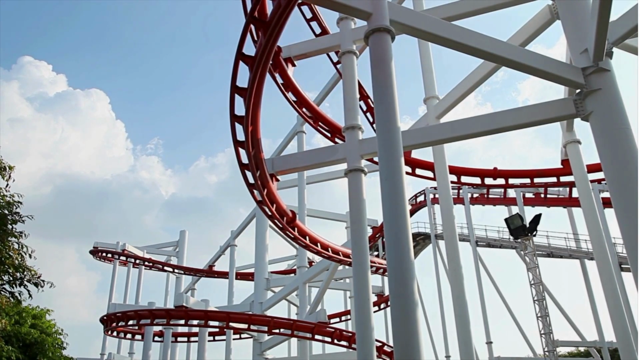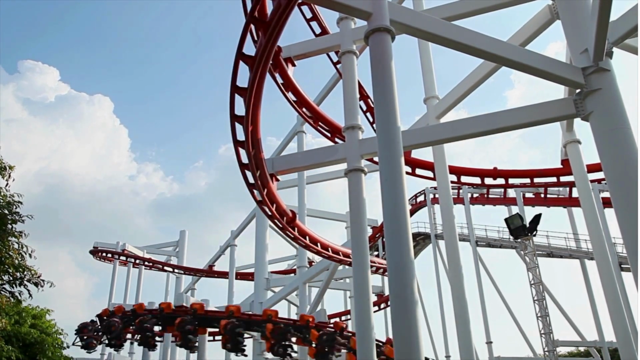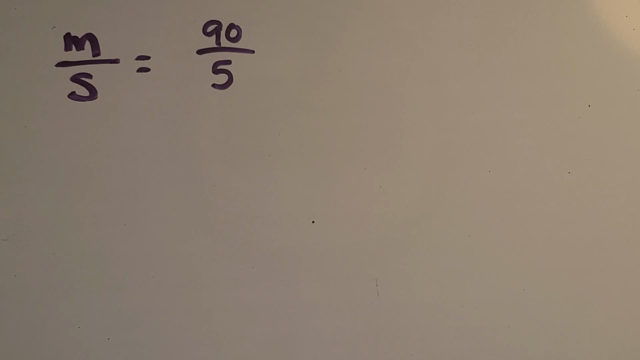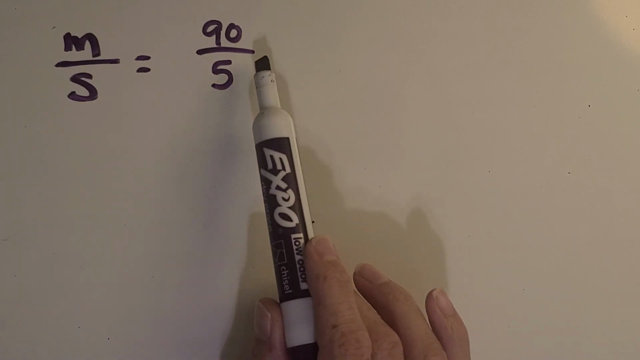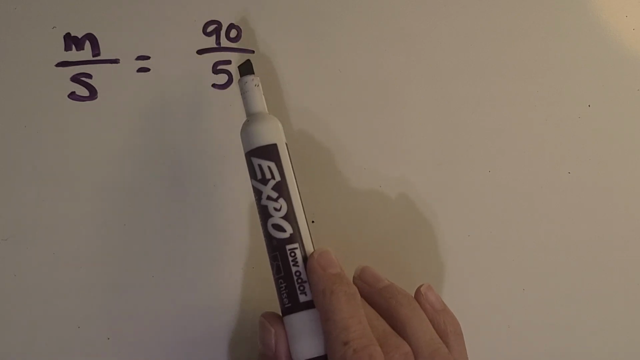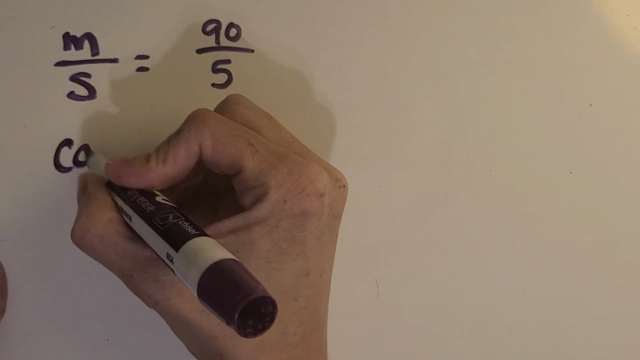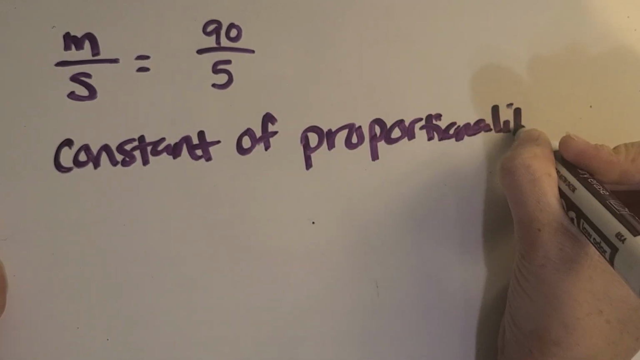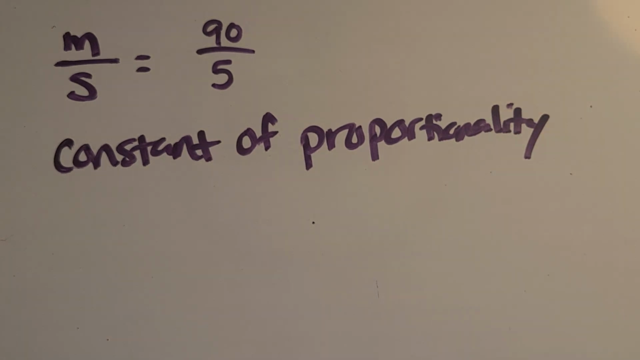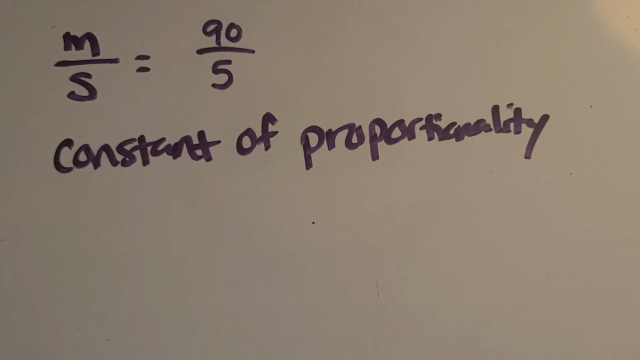Another example is one of the rides at the theme park has a constant of proportionality or a constant ratio between the meters that it's traveling and the seconds that it takes. So I have this example here written down. So meters and seconds. And this example is that we traveled 90 meters in 5 seconds. And we want to know the constant of proportionality. And so what calculation do we need to do to find that constant? Yeah, 90 divided by 5 is going to give us that amount.